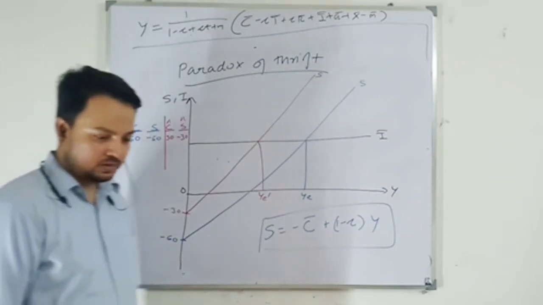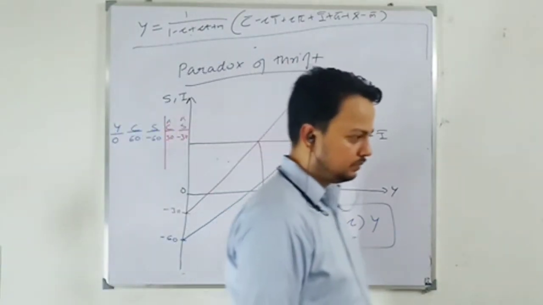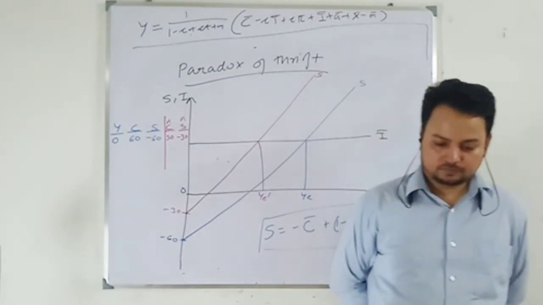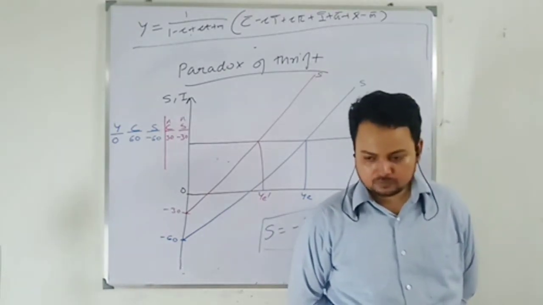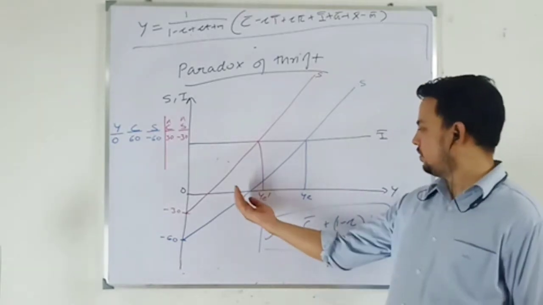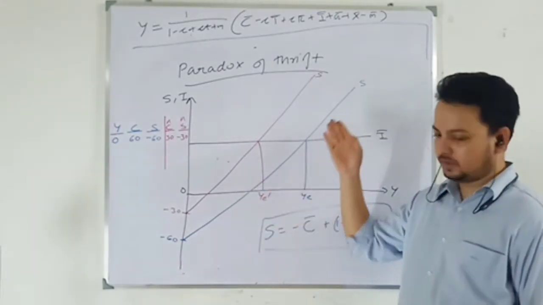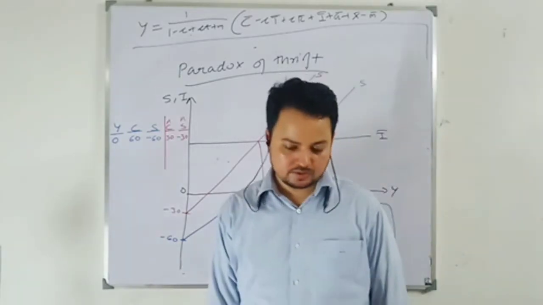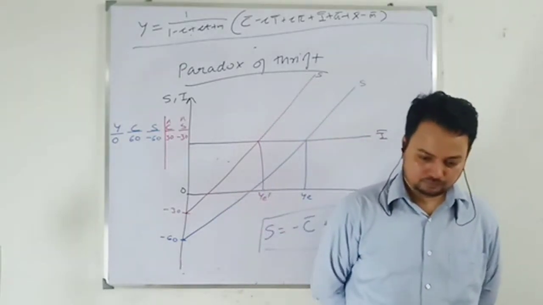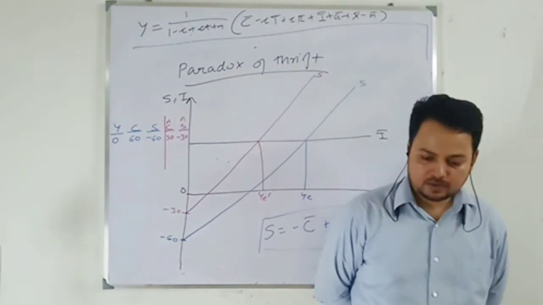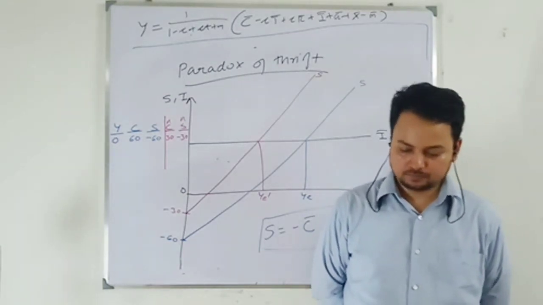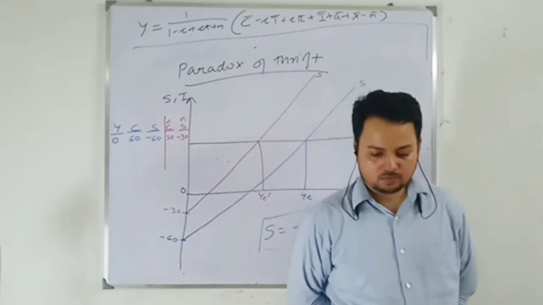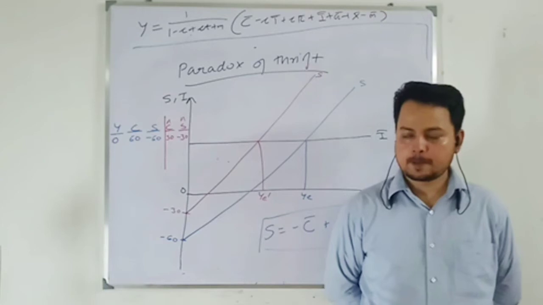Full stop. As income increases, saving also increases. When your income is increasing, saving is also increasing. So the saving schedule is positively sloped.